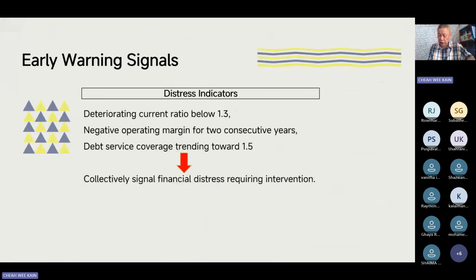So there are some trend here. If your current ratio below 1.3 is a problem, this is total, not asset, total cash itself. Okay. And if you have negative operating margin, okay, net profit before income tax and interest, if you have 2 years, this company in problem. Okay, 2 years is 24 months.